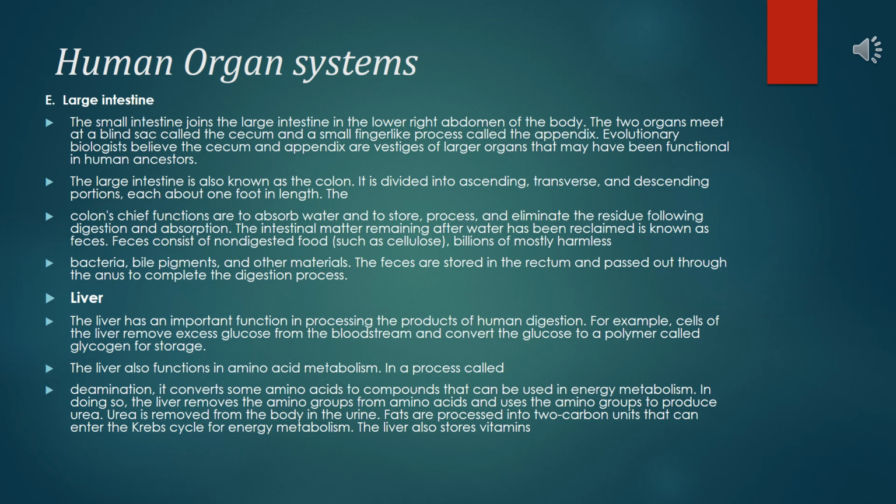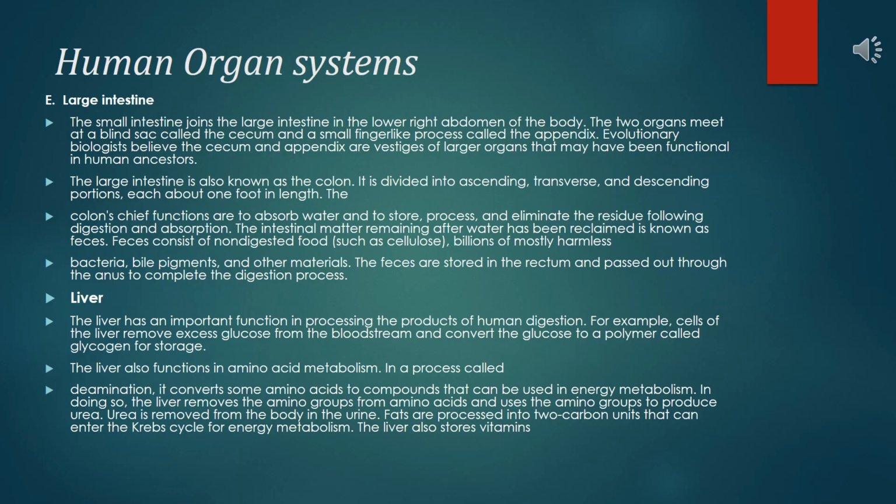Liver. The liver has an important function in processing the products of human digestion. For example, cells of the liver remove excess glucose from the bloodstream and convert the glucose to a polymer called glycogen for storage. The liver also functions in amino acid metabolism. In a process called deamination, it converts some amino acids to compounds that can be used in energy metabolism.